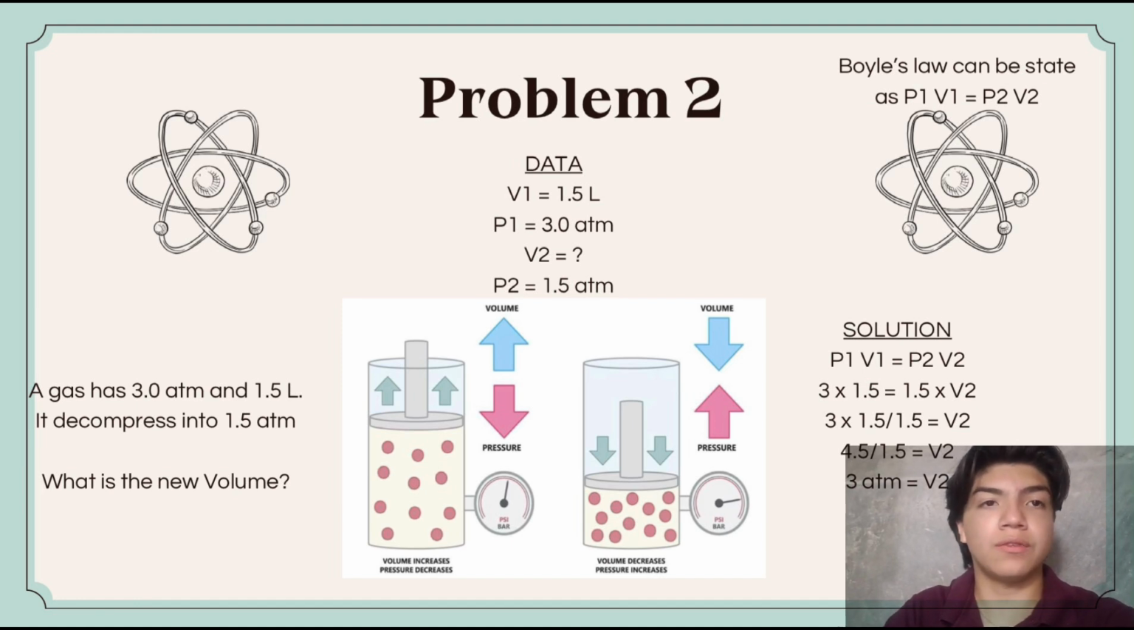Well, problem 2 is that a gas has 3 atm and 1.5 liters, and it is decompressed to 1.5 atm. We need to know what is the new volume. Using the formula, we know that 3 times 1.5 is 4.5, and it is divided by 1.5. That gives us that the volume is 3 liters.